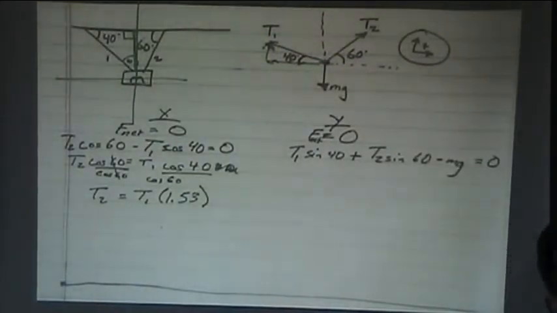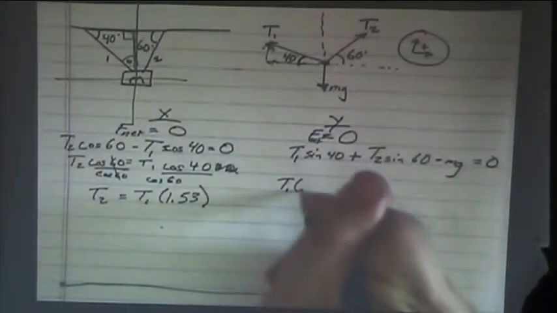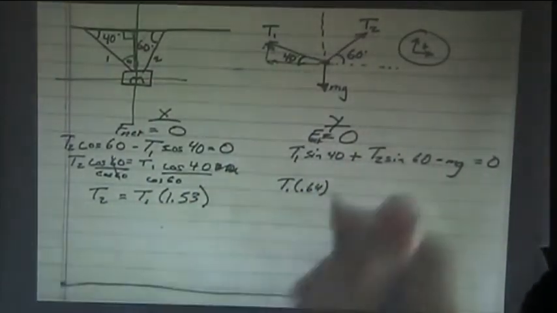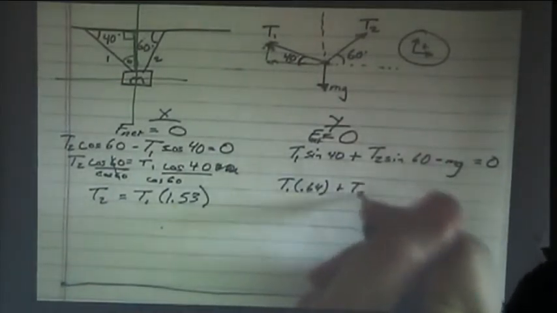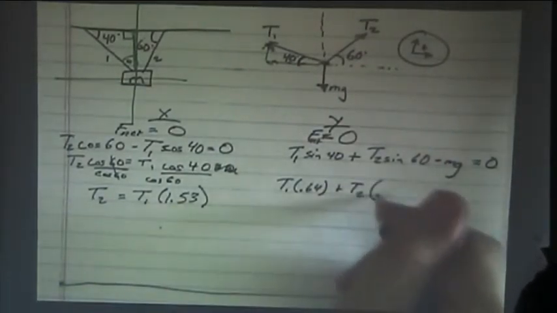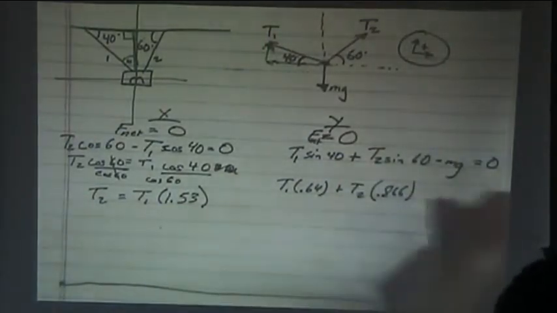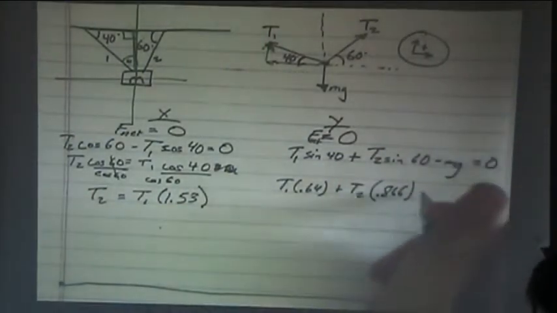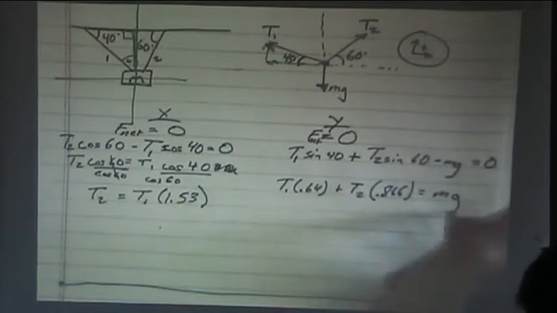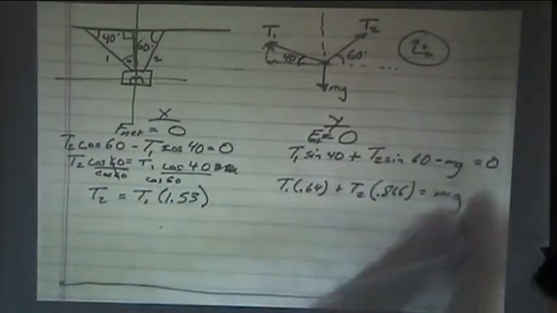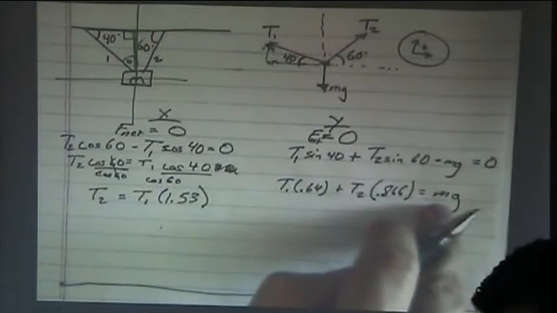Well, at this point we're finished with the physics, and now it's just time to do a little math. Simplifying this, we get T1 times 0.64 plus T2 times 0.866. And I'll bring the mg to the other side here so I can work with tension over here and givens and known constants over here.